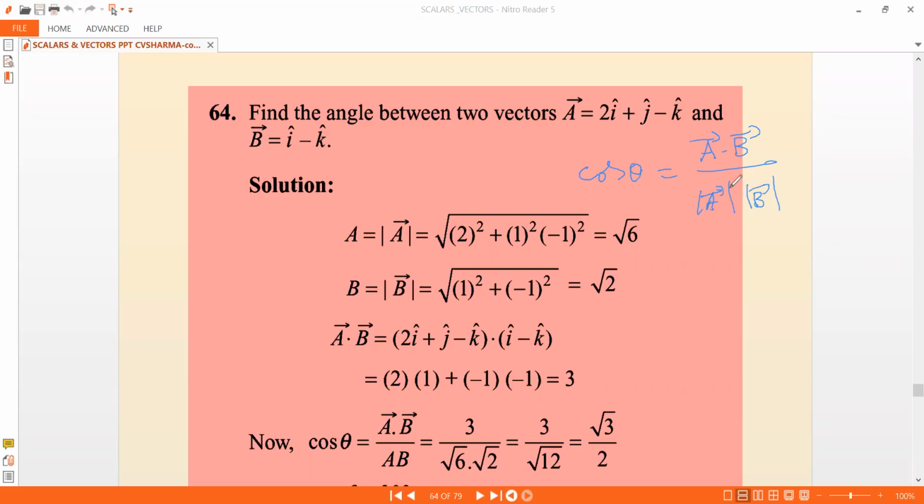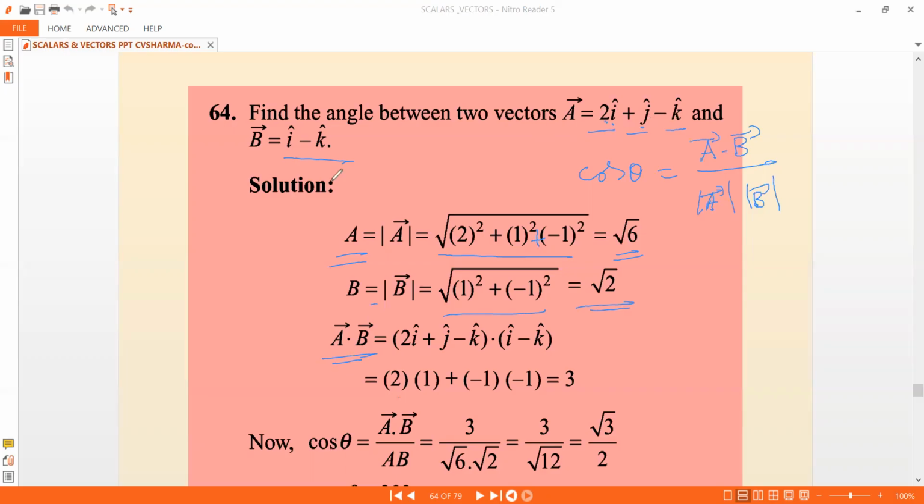To do that, first find what is mod a bar. That is a, that is mod a bar. It's the square root of 2 square plus 1 square plus 1 square. So you get root 6 here. And now b bar is i minus k. So it is the square root of 1 square plus minus 1 whole square. That is root 2. So a bar dot b bar is i into i. So 2 into 1, that is 2.